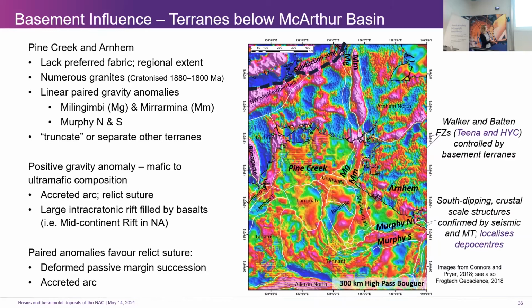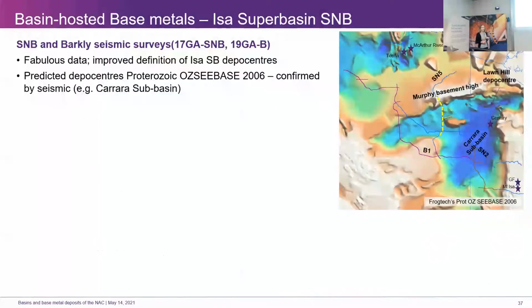So to the south here at Murphy, those basement terrains were originally interpreted, and I interpreted a south-dipping suture based on what we knew about the granites in that area, but they're interpreted based on the gravity and magnetics. We now have two seismic lines going across, as well as the MT data that confirm there are crustal scale south-dipping structures in that area, and they in turn localize the other depocenters, which we'll look at next.